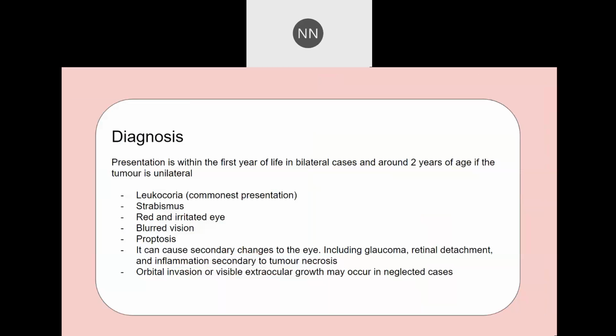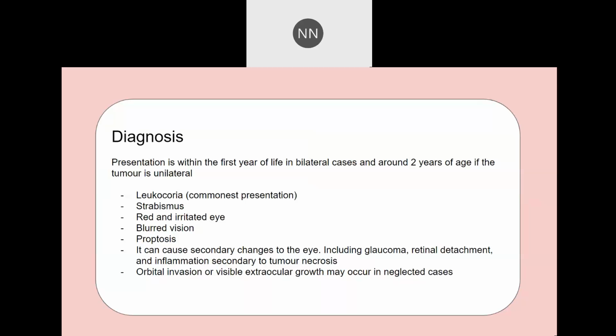So for diagnosis, we can diagnose retinoblastoma by history taking. The most important is family history. So we want to know if it's heritable or not, and then do physical examination or also imaging. But for retinoblastoma, we don't need biopsy.